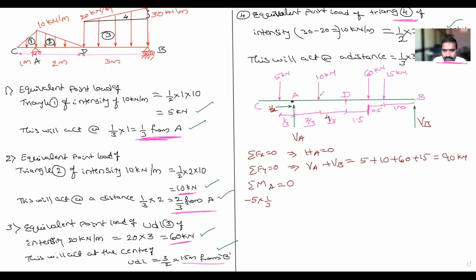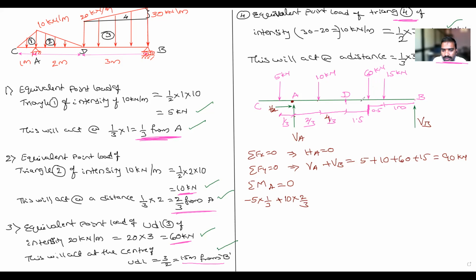Then after A, this is 10 kilonewton. Is this rotating clockwise or anti-clockwise? Clockwise. Positive or negative? Positive. So next, 10 into, what is the distance from A to the 10 kilonewton force? 2/3. Okay. Next, what is there?